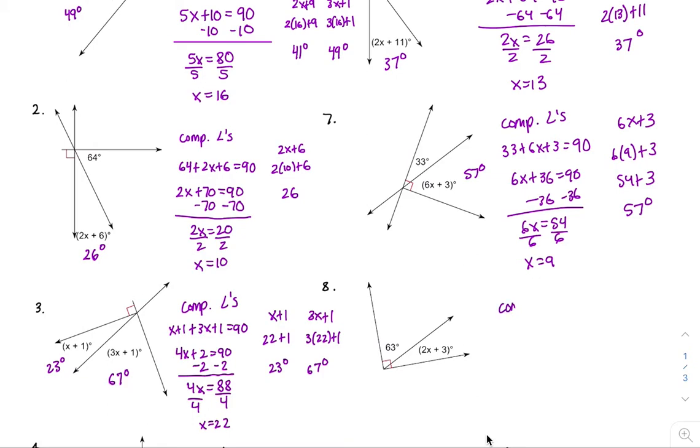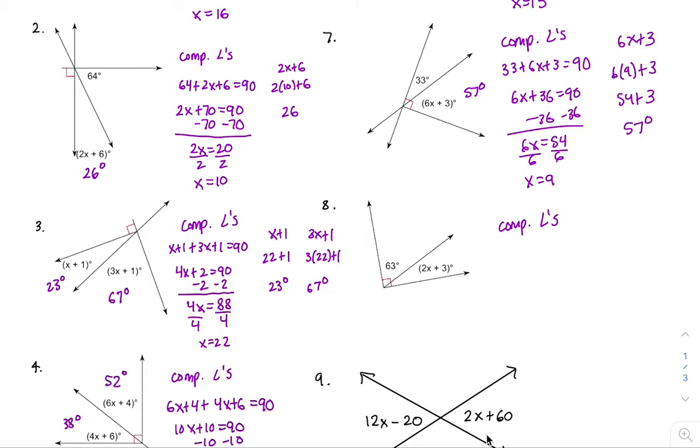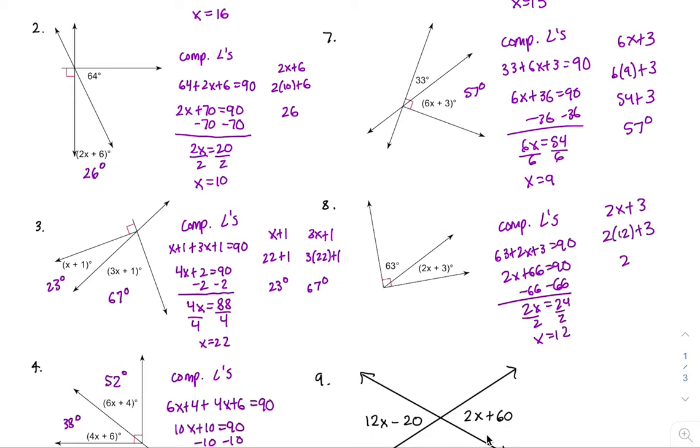Okay, another pair of complementary angles. So we got 63 plus 2x plus 3 is equal to 90. We solve. Subtract both sides by 66, and we get 2x is equal to 24. Divide both by 2, and x is equal to 12. Plug this back into the angle to get the angle measure. So we are going to get 27 degrees.